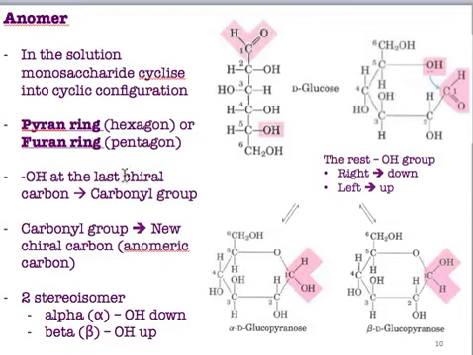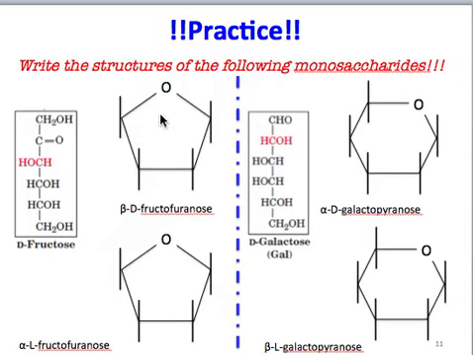The previous carbonyl carbon becomes an anomeric carbon atom, resulting in two isomers, namely alpha or beta, when the hydroxy group is written below or above the plane, respectively. The rest of the hydroxy groups are written according to the rule that if it is on the right hand side of the linear structure, it will be written down in the ring structure, and vice versa. Let's practice to write this structure.